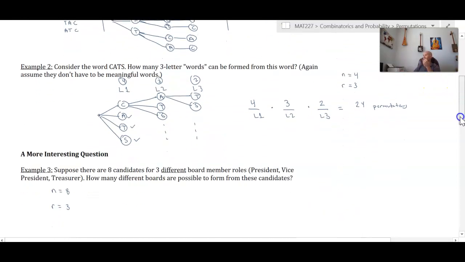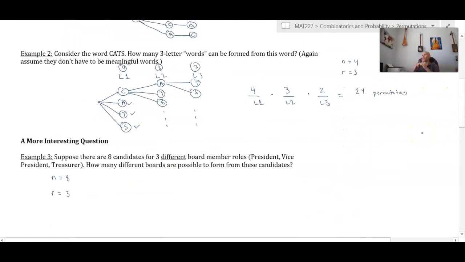Well, why is that in this case? Well, it's because they're three different roles. So having the sequence of Jane, Dave, and Sue, Jane being president, Dave being vice president, and Sue being treasurer, is different than Sue being president, Jane being vice president, and Dave being treasurer. So the arrangement, the order in which these three people are selected does matter.